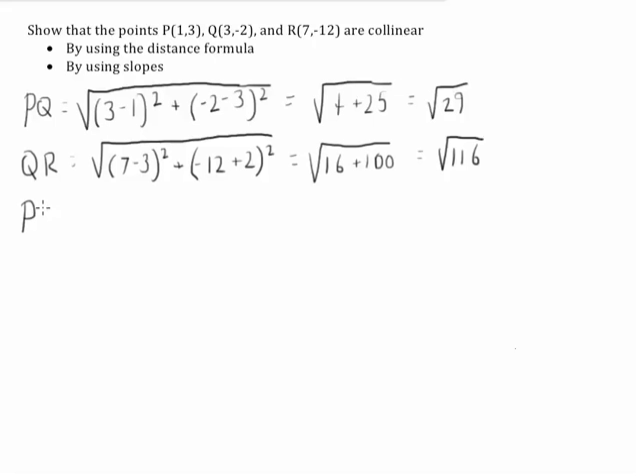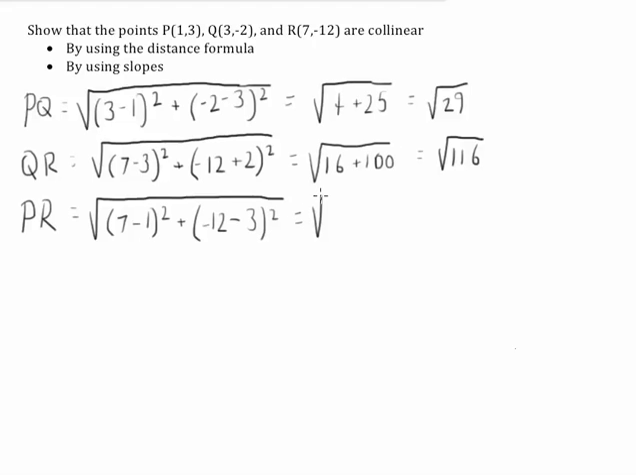One last time. Now notice that we used these 2 points and these 2 points. Now we're using our outside points. Now we're getting to the big numbers. What are we getting? 36 plus 225 is the square root of 261.